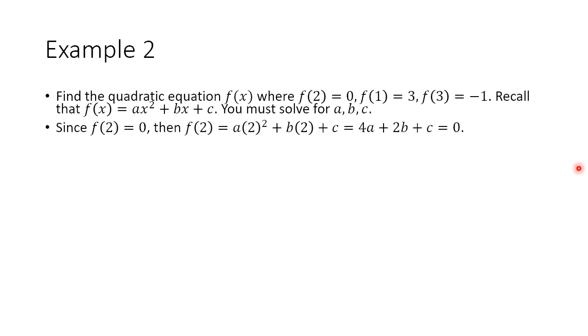Well, since we're given that f of 2 has to be 0, that means if we plug 2 into this equation, we have to get an output of 0. So in other words, a times 2 squared plus b times 2 plus c, which simplifies to 4a plus 2b plus c, must yield 0, and this gives me one of my linear equations. Likewise, f of 1 equals 3 and f of 3 equals negative 1 can give me two more linear equations.